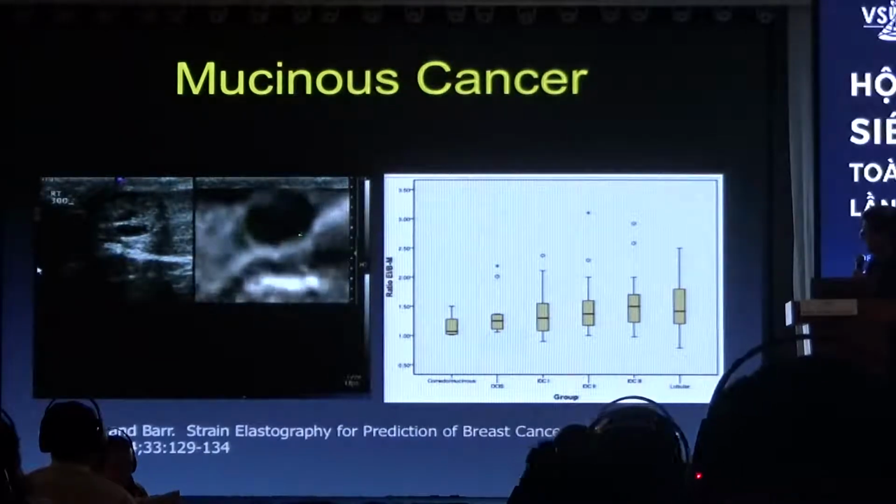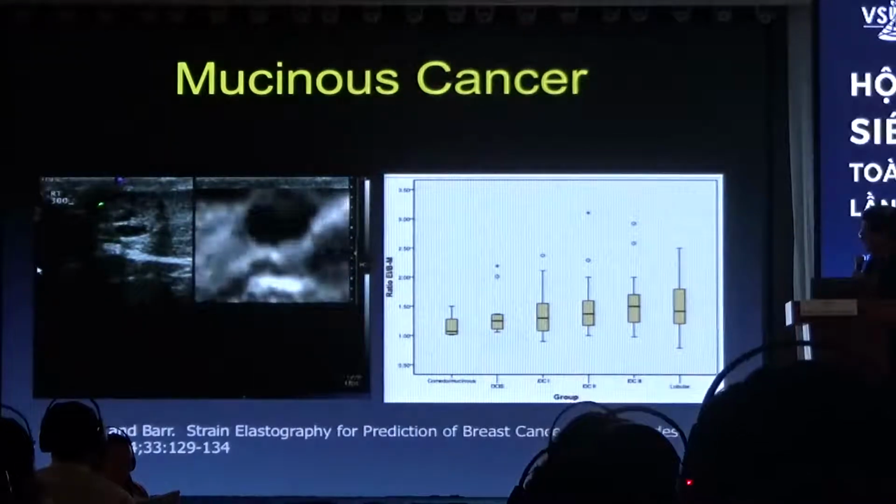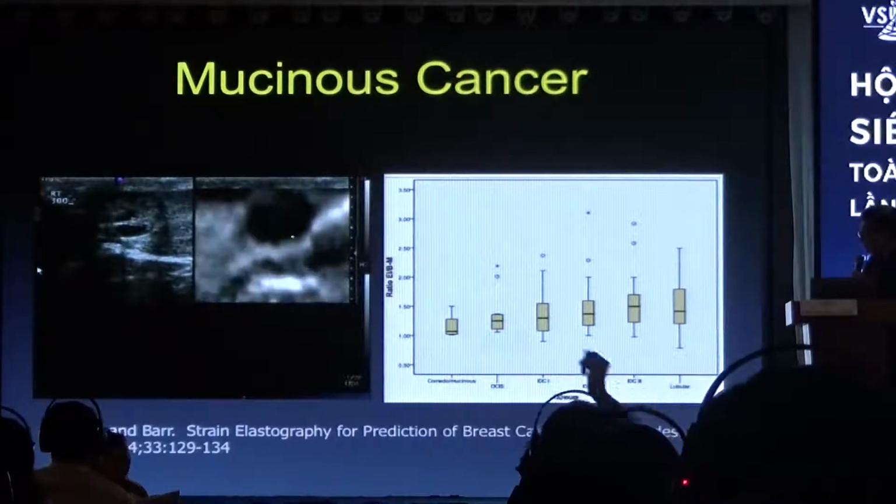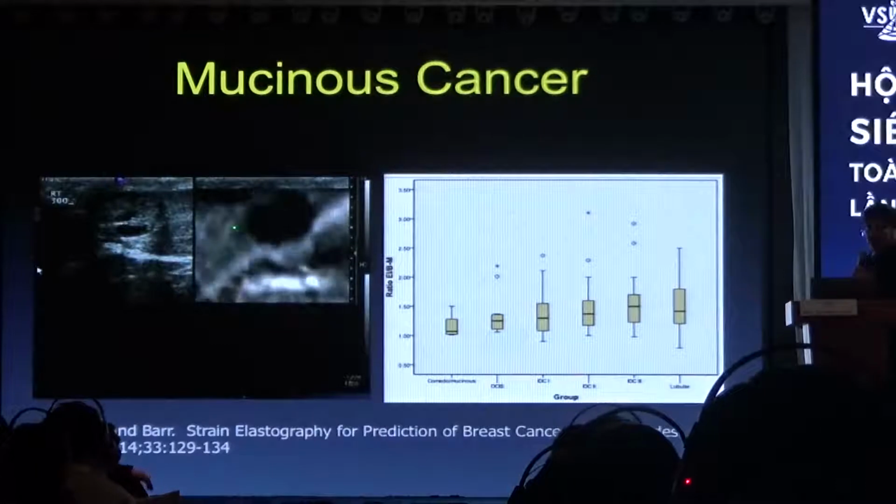This is a case of a mucinous cancer, and you don't see it very well on the B-mode image, but you can see it very well on the elastography image.